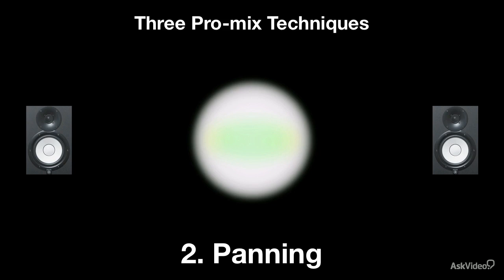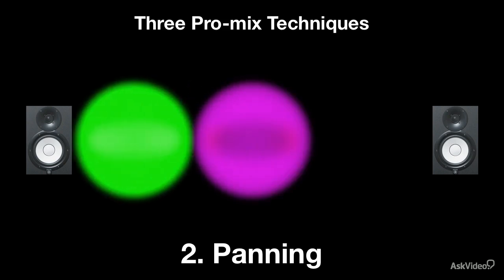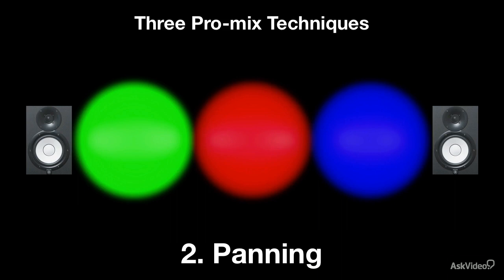So, for example, if we were to take the green element in this visual depiction and pan it over to the left, then the left ear is going to be able to hear that element better. And conversely, if we were to take the blue element and pan it over towards the right speaker, now what we're doing is we're opening up the space of all of the tracks.